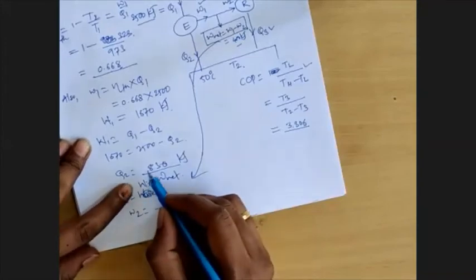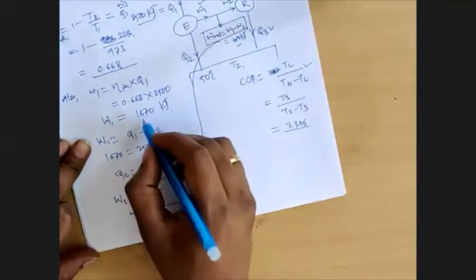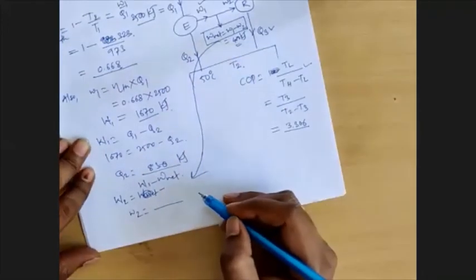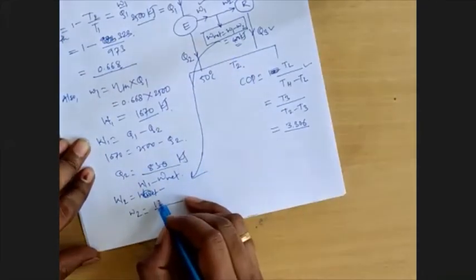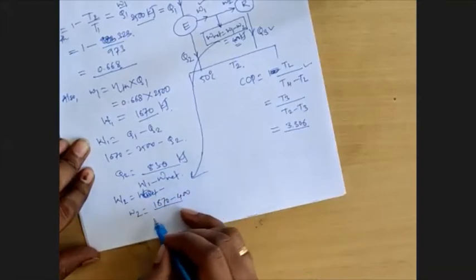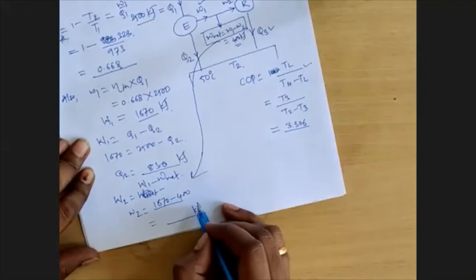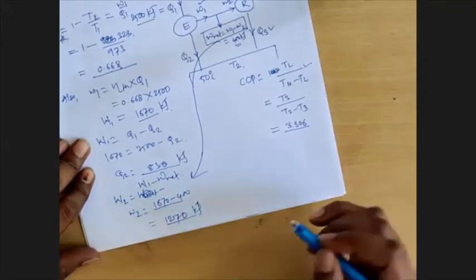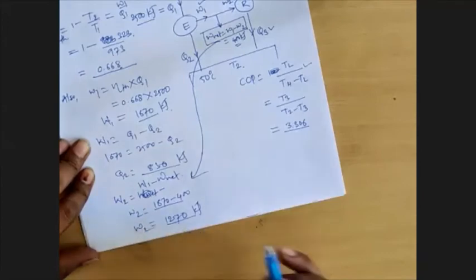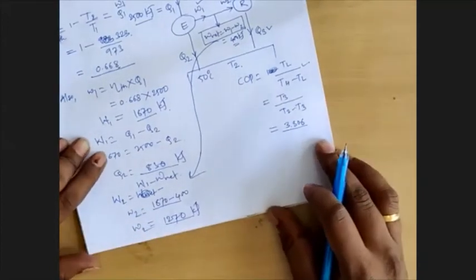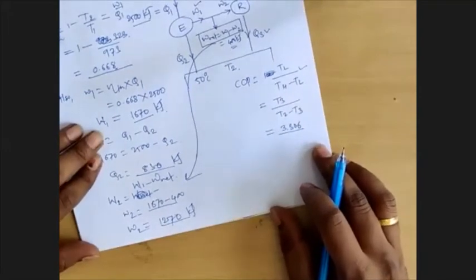W1 is 1760 and W net is 400. So 1760 minus 400 is equal to, Pratik? 1360. Sorry, 1270. That is W2. Okay, very good. We are done with this one. Now we need to find Q3 and Q4.